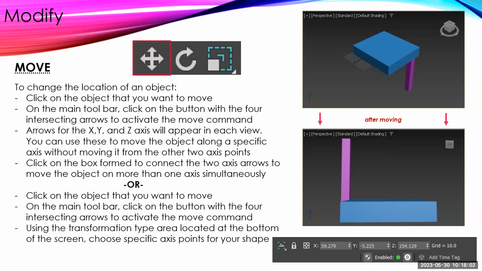So 0, 0, 0 would be the very middle point of your grid. Anything going to the right goes up, anything going to the left goes down, going upwards, positive numbers, downwards, negative, and so on.